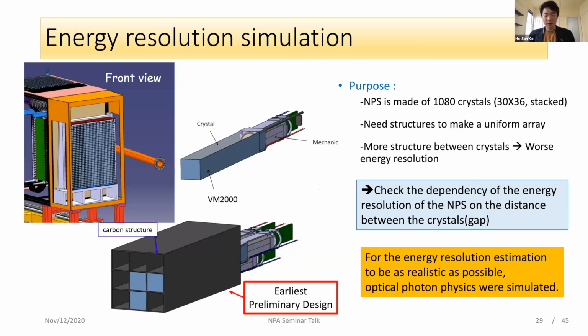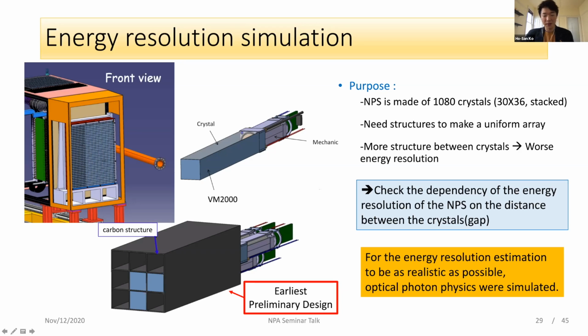Since the crystals of the calorimeter will be stacked 30 by 36, we need some kind of structure to keep them in a uniform array and also keep them structurally safe. But if we put too much structure between the crystals, we will lose energy resolution. So by using a simulation, I checked the dependency of the energy resolution on the distance and the material between the crystals.